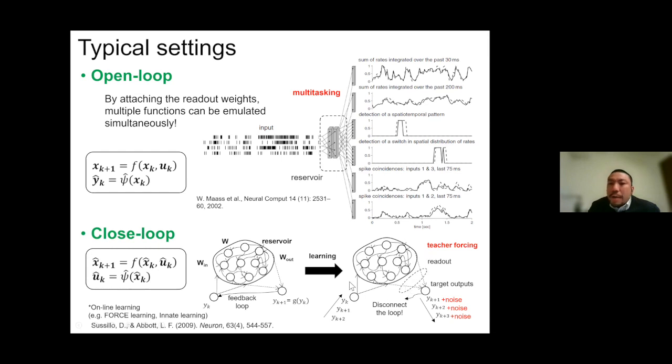And in the evaluation phase, you close the loop, and you emulate the autonomous dynamical system. So today, we use both approaches. And this is the basics to understand today's presentation.